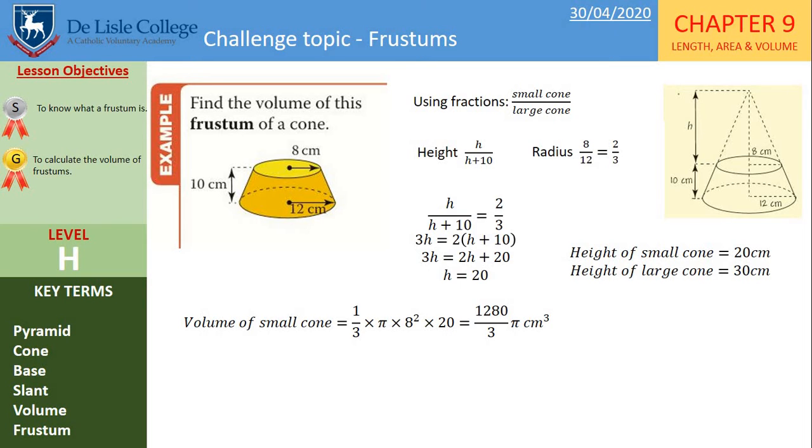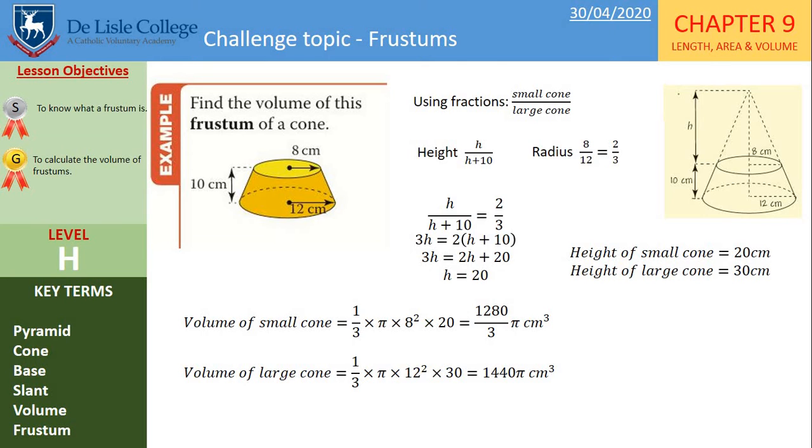So the volume of the small cone, remember it's 1/3 times pi r squared times the height. So 1/3 times pi times 8 squared times 20. I'm going to leave it in exact form for now, so we don't want to round too early on in our question. So we're going to leave it as 1280 over 3 pi.